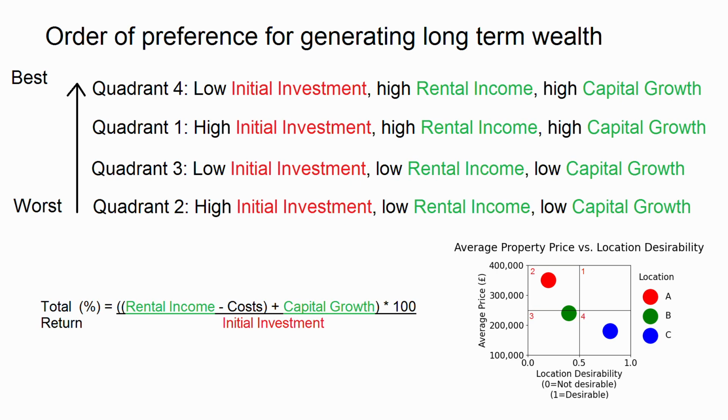When we look at the total return formula, it is straightforward to understand why Quadrant 4 is the best and Quadrant 2 is the worst for generating long-term wealth. However, it's not obvious why Quadrant 1 is better than Quadrant 3 for generating long-term wealth. The reason for this is that over the long term, the high capital growth of Quadrant 1 will have a much greater impact on the total return than the low initial investment of Quadrant 3.